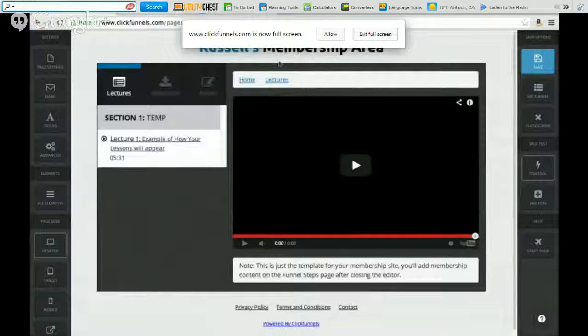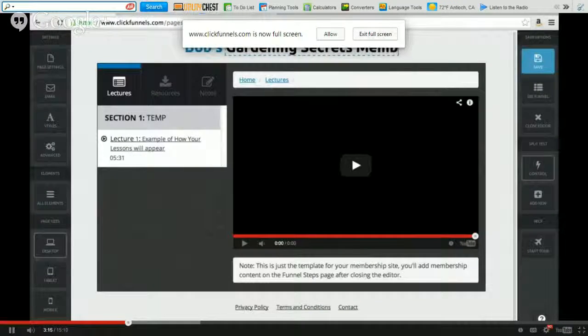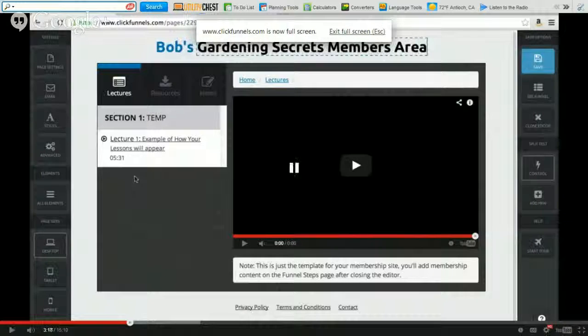So here we are. The first thing we can edit is up here at the top. Let's go ahead and call this... See, this is their template right here. This is what it looks like. See where it says allow full screen at the top? Click on that. I can't see it. Secrets. Members area. It won't go away. That's okay. That's good. I can see it better now.